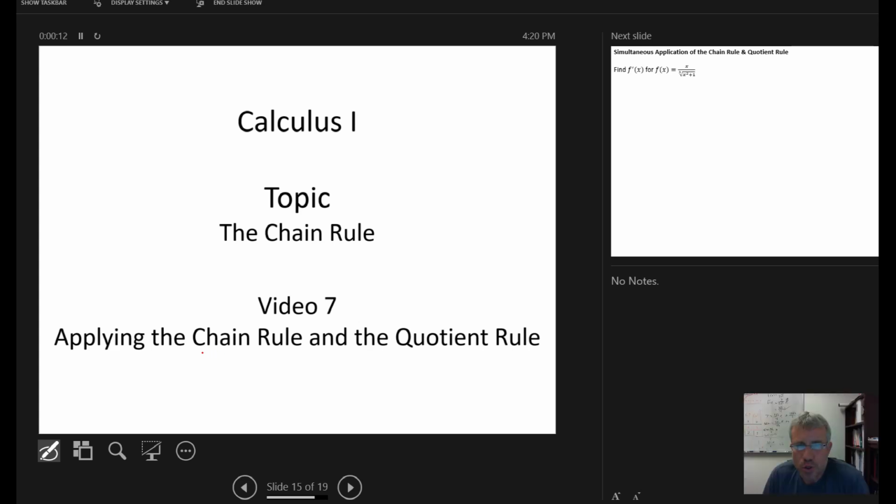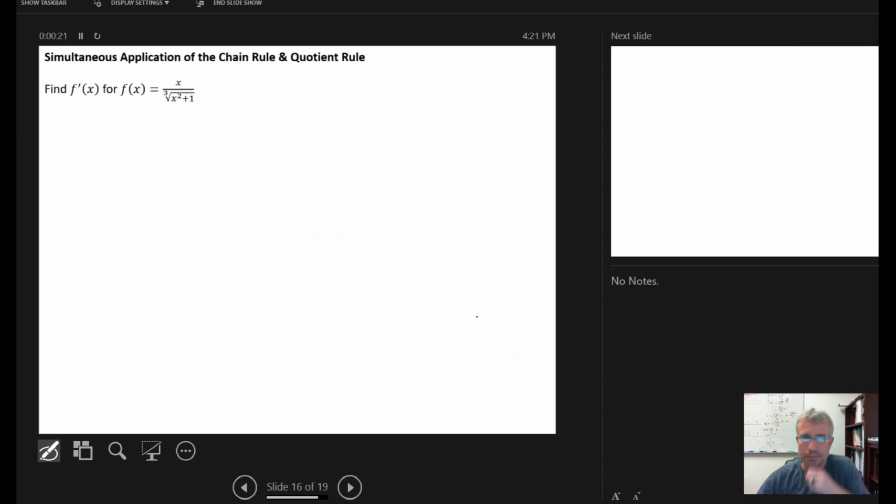So in this video, we're going to show an example of applying the chain rule when the quotient rule is also involved and when we have to do a subsequent simplification. So it says find the derivative of f for f of x equals x over the cube root of x squared plus 1. So I can see right away that I have a ratio of functions. So I know that I'm going to need to use the quotient rule.